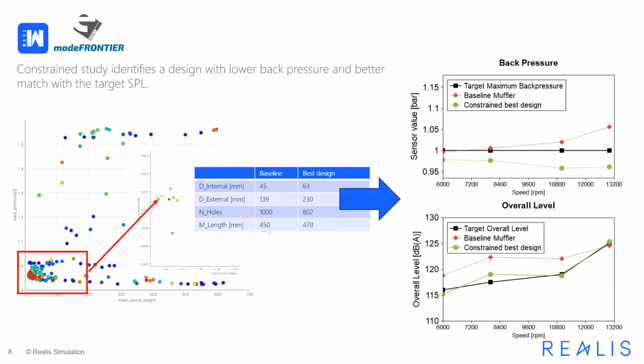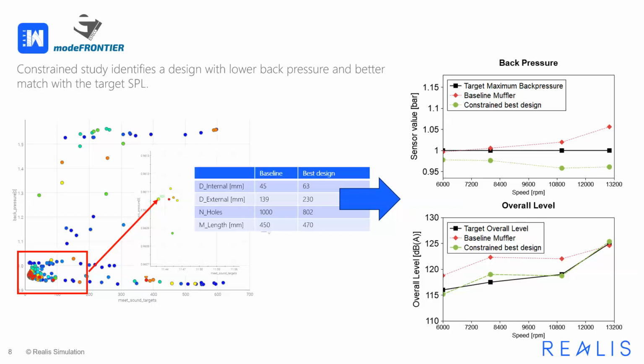For example, in this case study, which is available to customers of ESTECO and customers of Realis Simulation, we are showcasing a constrained design study aiming to identify a muffler design with lowest possible back pressure and the best match with the target SPL prescribed by the designer. The parameters of the muffler include the internal pipe diameter, external canister diameter, the number of holes in the perforation, and the muffler length.